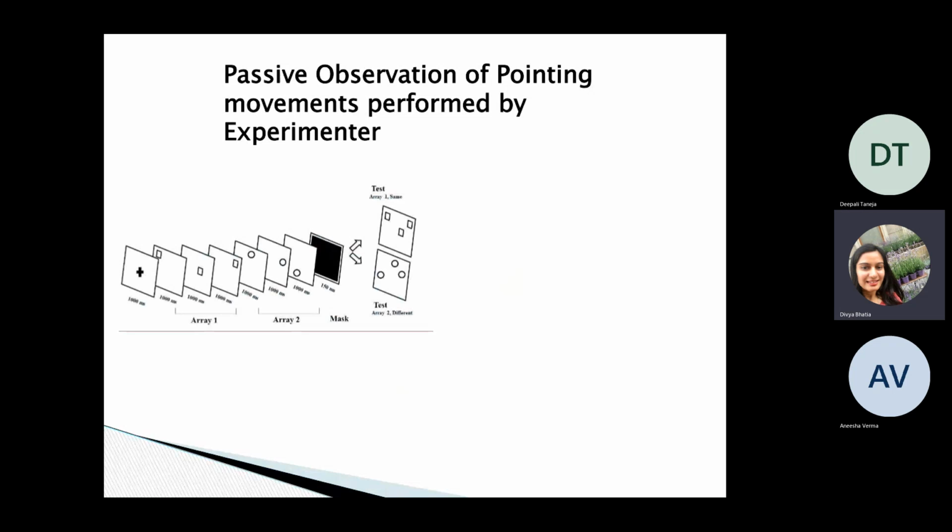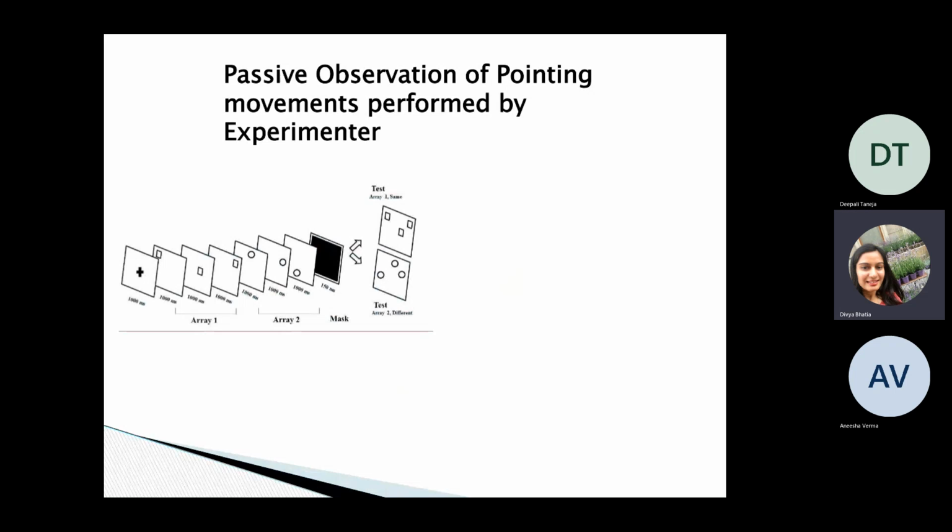The study paradigm remains the same. The only change is that there are two people sitting next to each other. One person is a confederate, and one person is the real participant. So for instance, there is an experimenter sitting next to the participant, and the participant is the one who always has to do the memory task. The confederate is recruited to perform the pointing movements for the participant.